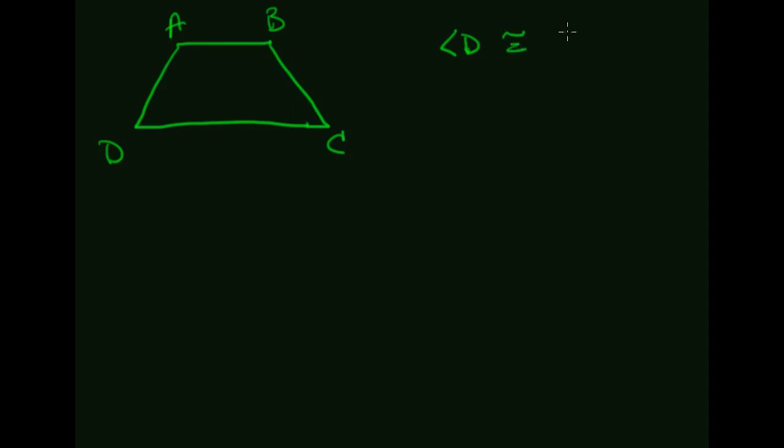Okay, so the first one says that if I have an isosceles trapezoid, so we'll call this thing A, B, C, D, then each pair of the base angles are congruent. So we want to say that A is congruent to B and D is congruent to C. Now, what we're actually just going to prove here is that D is congruent to C. If you want to prove that A and B are congruent, just flip the whole thing over.